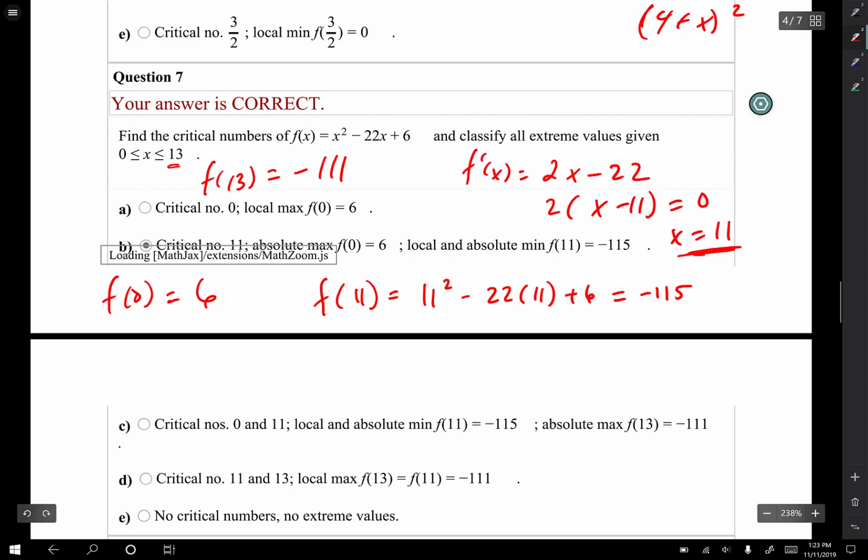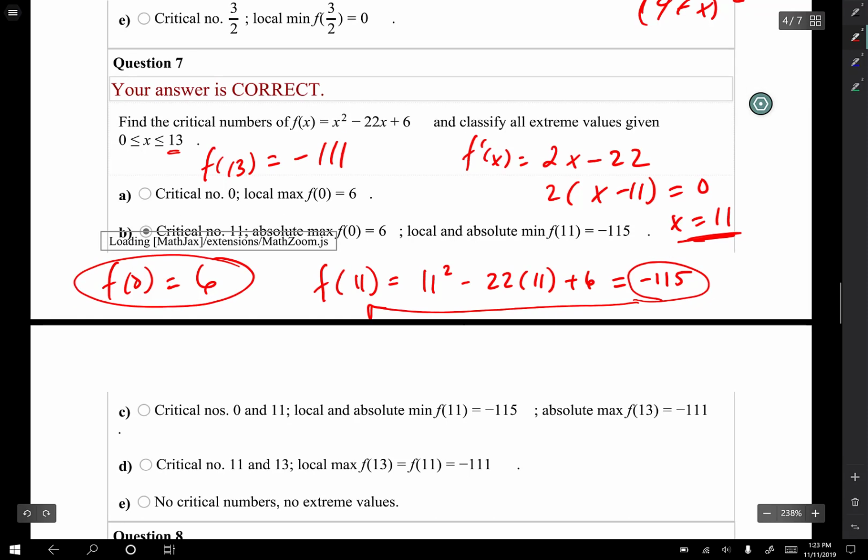So from there, I just choose what's the biggest and what's the smallest. So the smallest number is this one, and that occurs at 11, and then the biggest number is this one, and that occurs at 0. So I'll look for that. Critical number 11, absolute max, there it is, and absolute min at 11, there it is. So letter B. So whenever you have a closed interval, just test your endpoints and critical values.